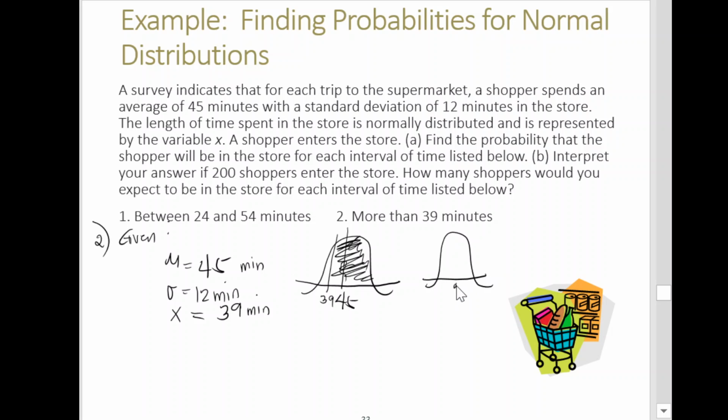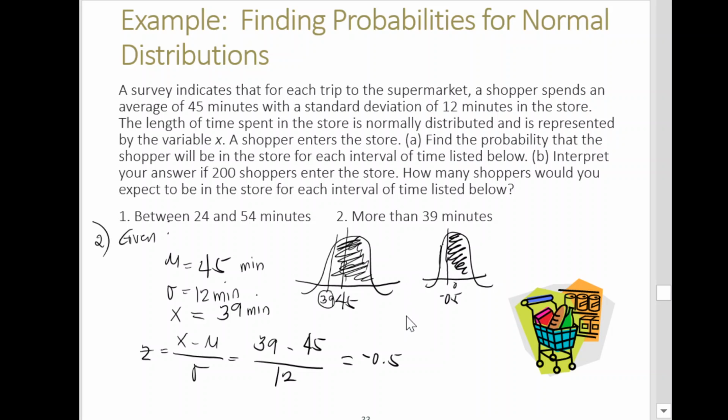Okay, so this is 0. So, syempre, kailangan nating makuha yung Z value ng 39. Okay, so let's compute for the Z value. X minus mu over standard deviation, so 39 minus 45 all over 12 minutes. Okay, so calculator, 39 minus 45, negative 6 over 12, negative 0.5. Okay, so mga negative point, nandito yun. Negative 0.5.